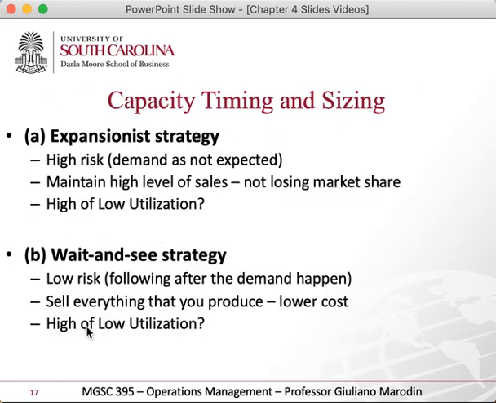Here we have a summary of some of the things that I talked about. Wait and see: low risk, waiting to produce, so low cost, and I have a high utilization. Expansion is high risk. I want to maintain my sales. That's the strategy, not to lose any market, but I'm going to have a low utilization. Okay, so that's it for chapter 4. I know you guys are looking forward to and very anxious to get into chapter 5 next week. Okay.